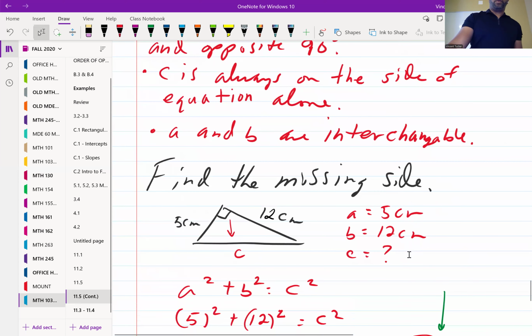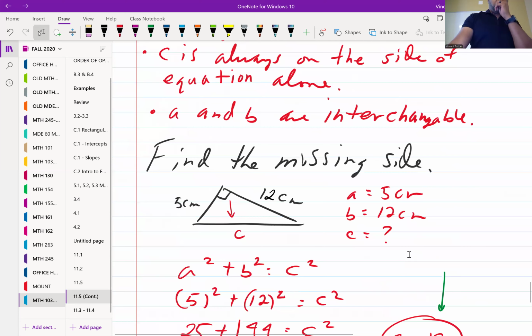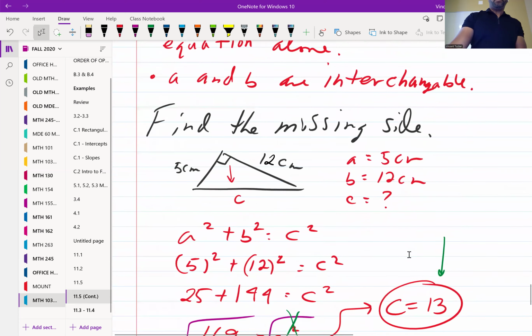So we know A squared plus B squared equals C squared is our formula. Once again, A and B are interchangeable. The one that has to be established, the one that is different than the other two sides, is C. C is your hypotenuse, which is opposite the 90-degree angle. So we have C on one side of our equation, A and B on the other side. So 5 squared plus 12 squared equals C squared.